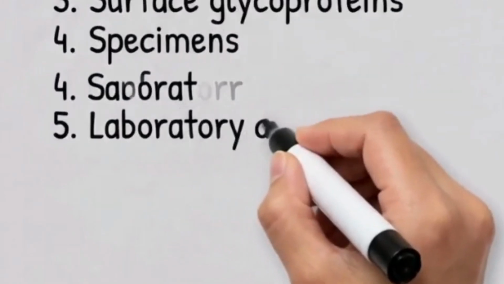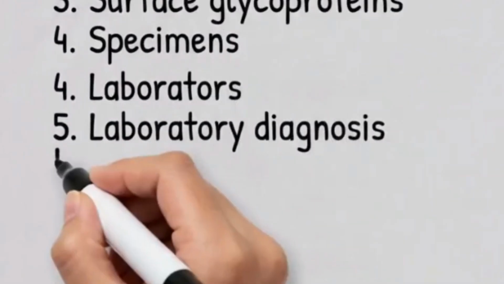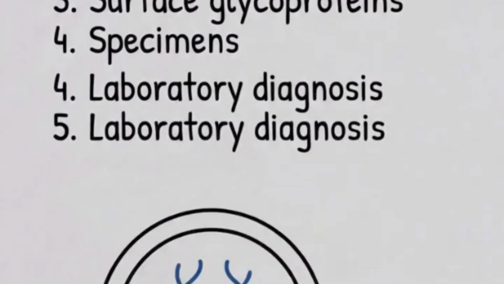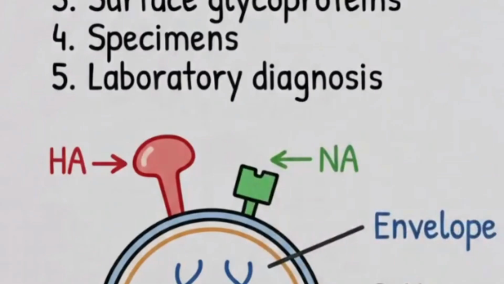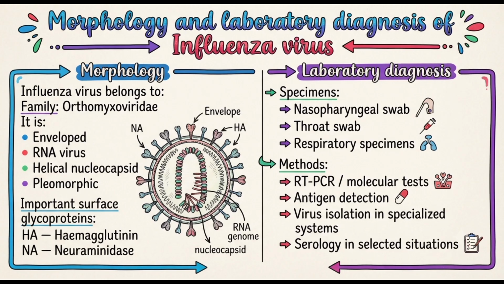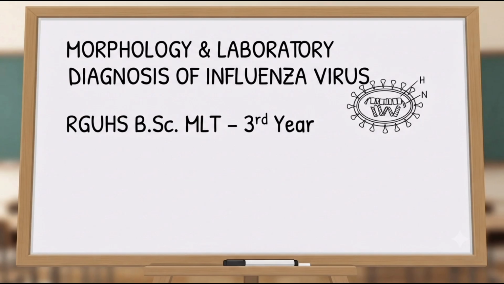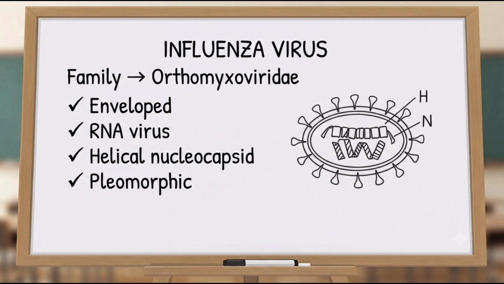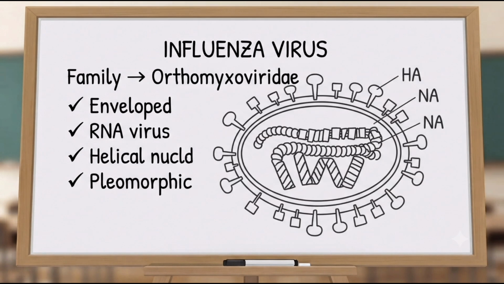Now, how should you write this answer in the RGUHS examination? Start with the family and basic characteristics. Then, describe the morphology and mention the important surface glycoproteins, HA and NA. After that, write the specimens and laboratory diagnostic methods. And whenever the question asks about morphology, a simple labeled diagram of the virus can make your answer much clearer.